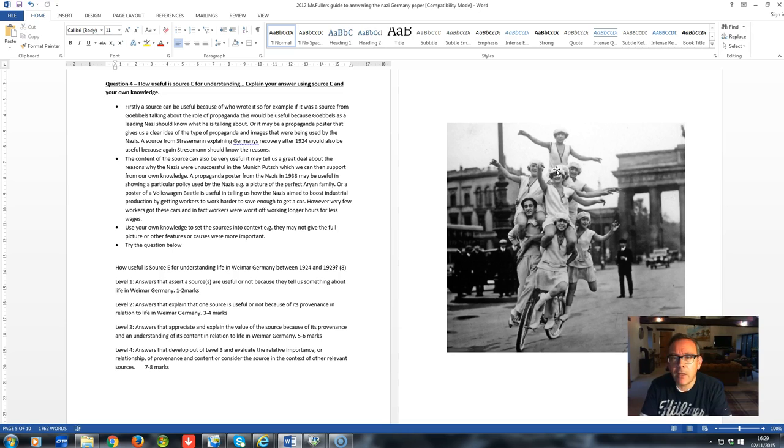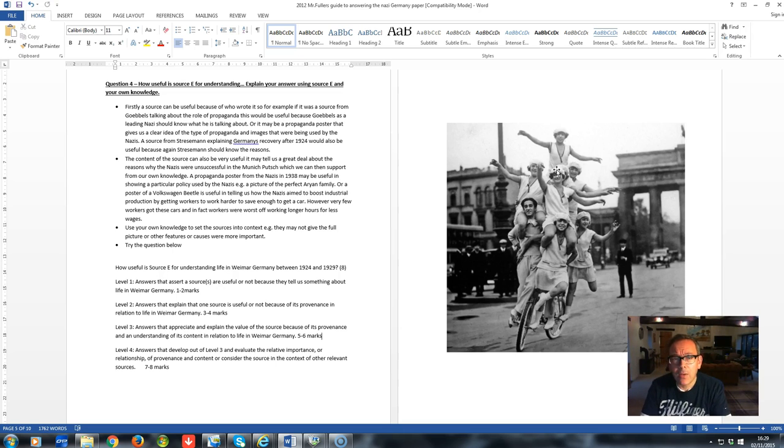So the provenance is an advertisement. Advertisements are trying to sell you stuff, give you a version of what life was like in Weimar Germany. So again, the alarm bell should start ringing. Any information you're given about a source by the examiner, you're expected to use it.